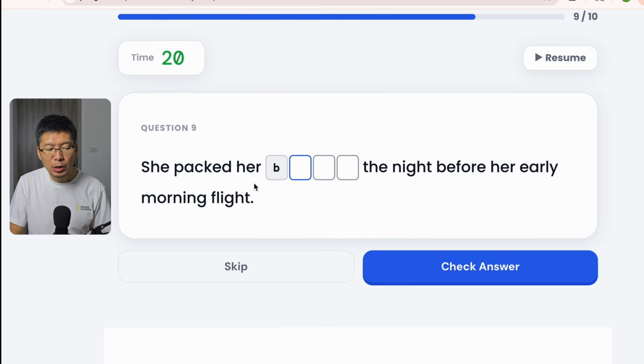She packed her what the night before her early morning flight? She packed her what? She will have an early morning flight. So she needs to pack something, right? It's a noun. So think about it. What's that? And think about the form. Is it singular or plural? Okay, think about it for 3 seconds.